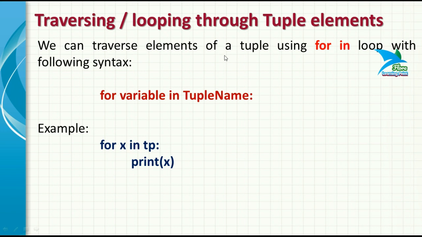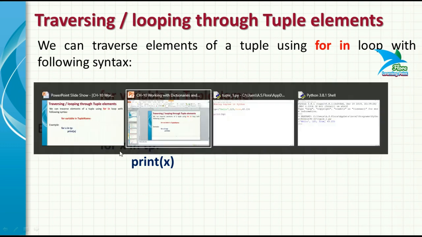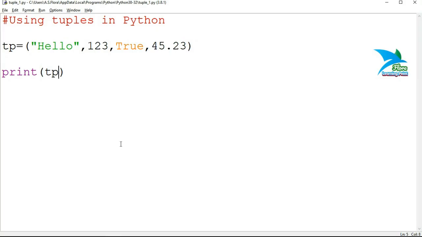Then the loop will automatically execute according to the number of elements available inside the tuple, and after every iteration the next element will be stored inside this x variable. So let's demonstrate the concept.